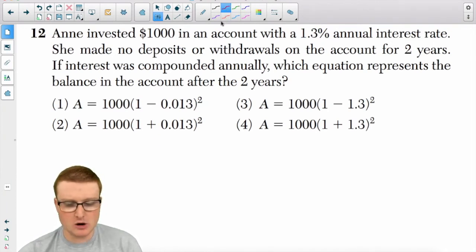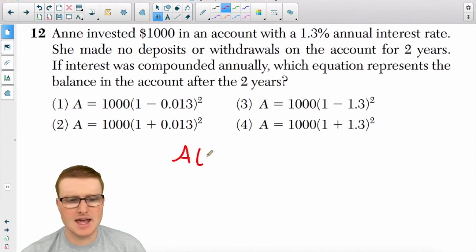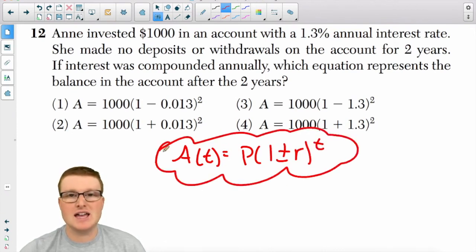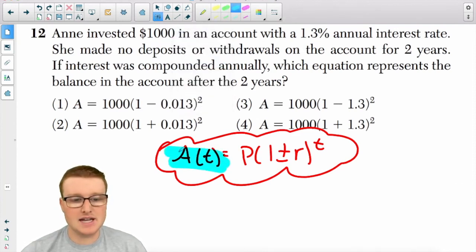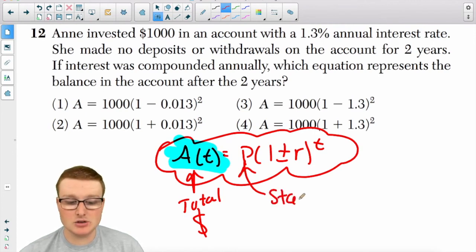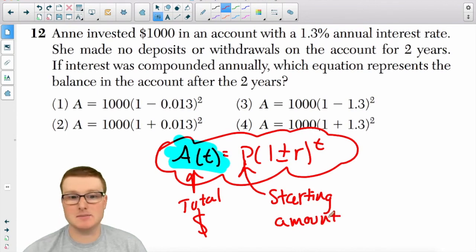So what you need to know is this formula. A of t is equal to the principal times 1 plus or minus the rate raised to the t power. This formula needs to be drilled into the back of your brain because it's on every test. So let's talk about what each thing means in this context. A of t represents the total, in this case, the total dollars. The principal, which is your letter P, is the starting amount or the invested amount.